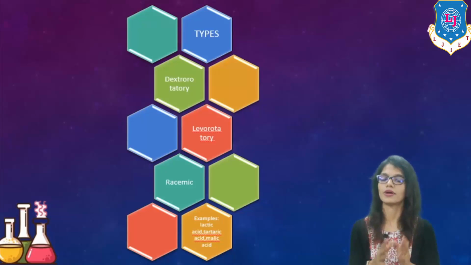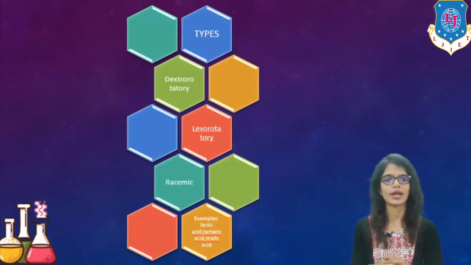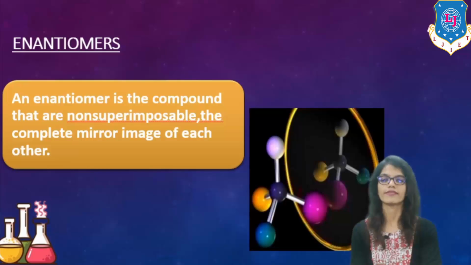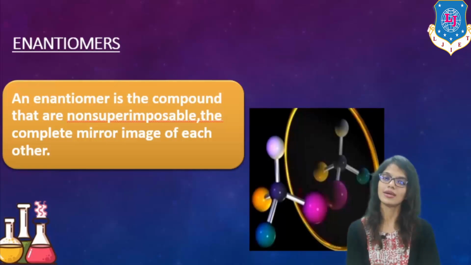For example, lactic acid, tartaric acid. We have another example of malic acid, etc. Such kinds of compounds are optical isomers in nature. The next topic we will have is enantiomers. So what is the meaning of enantiomers?